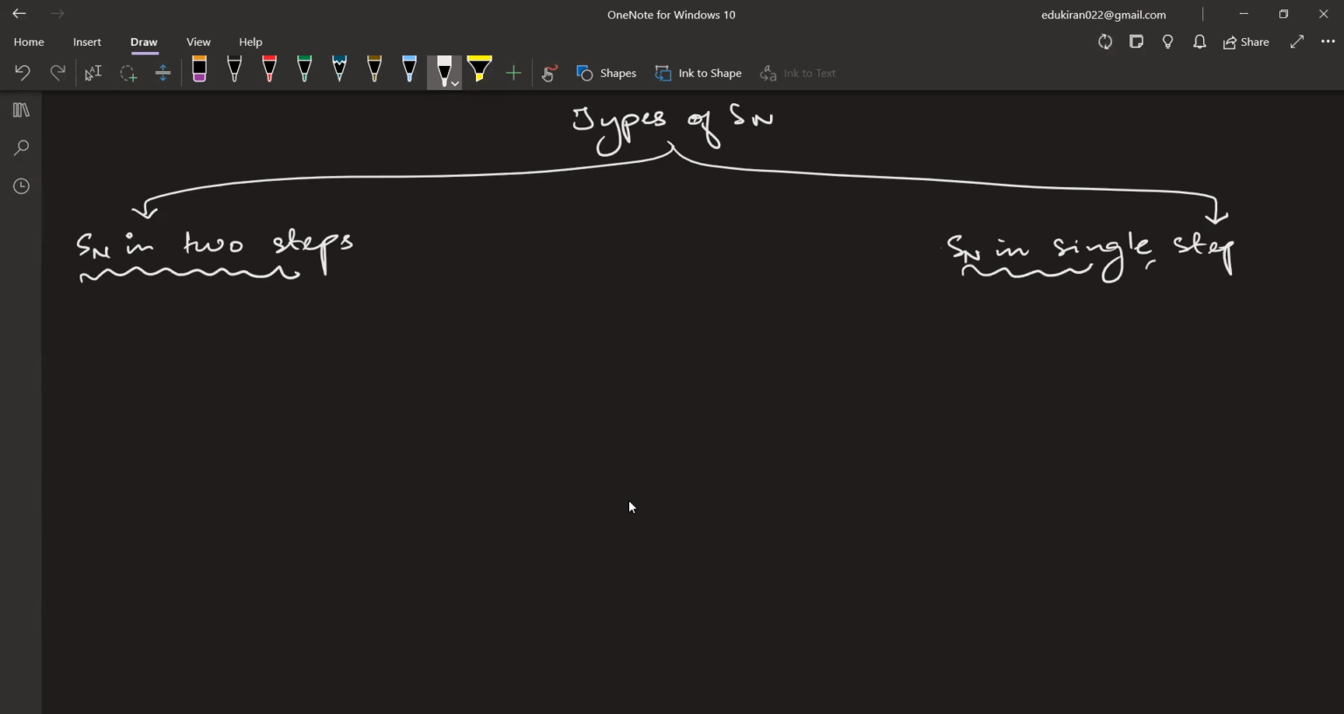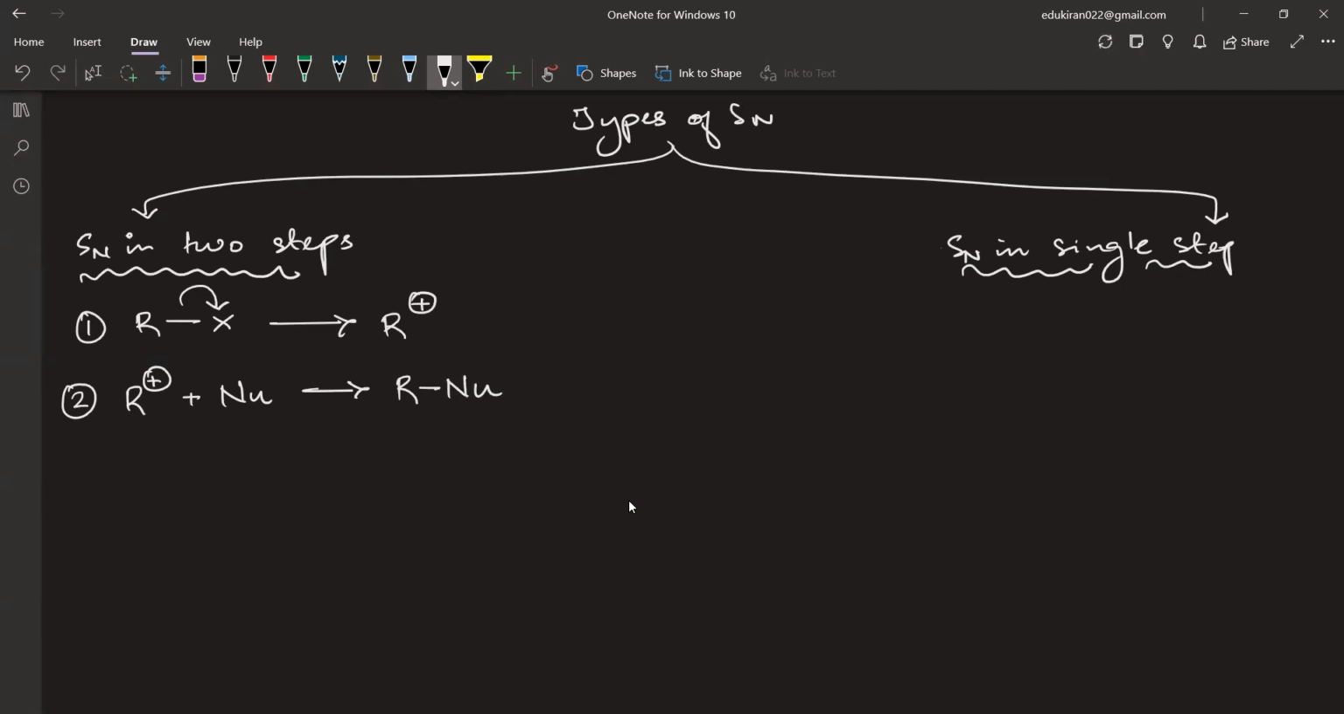Now, if SN is happening in two steps, let us say RX. In the first step, this bond will cleave and it will form a carbocation, R positive. Then in the second step, R positive will be attacked by the nucleophile and it will give R-Nu. Carbocation formation here. R plus is a carbocation.